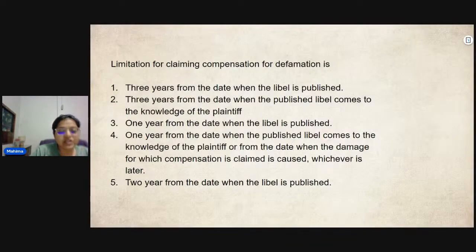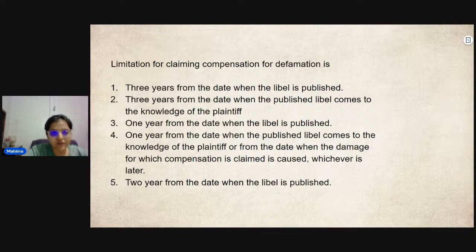Yes. Limitation for claiming compensation for defamation is: 3 years from the date when the libel is published, 3 years from the date when the published libel comes to the knowledge of the plaintiff, 1 year from the date when the libel is published, 1 year from the date when the published libel comes to the knowledge of the plaintiff, or from the date when the damage for which compensation is claimed is caused, whichever is earlier, whichever is later, 2 year from the date when the libel is published. Defamation.